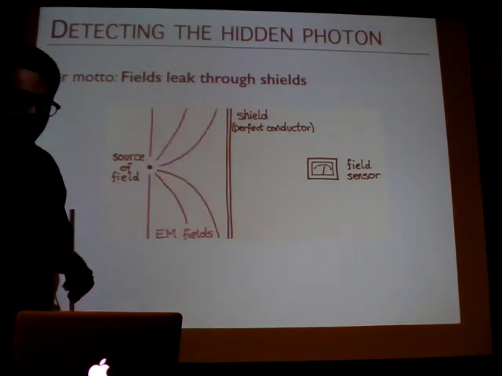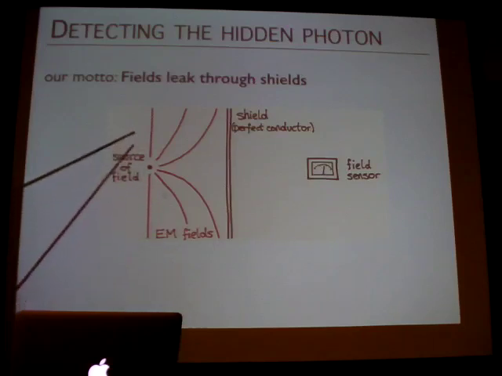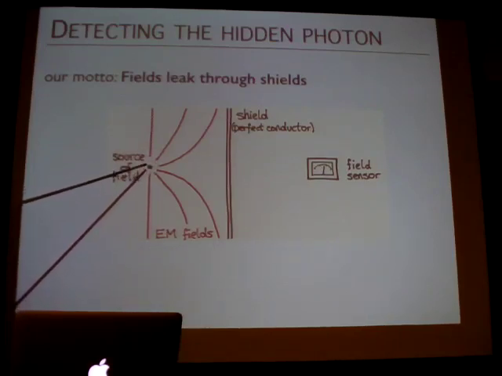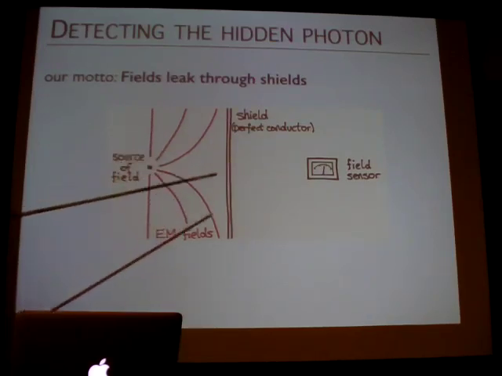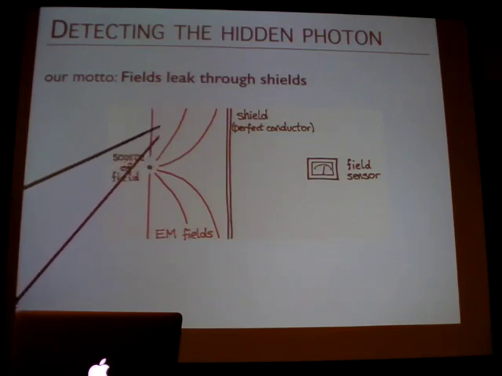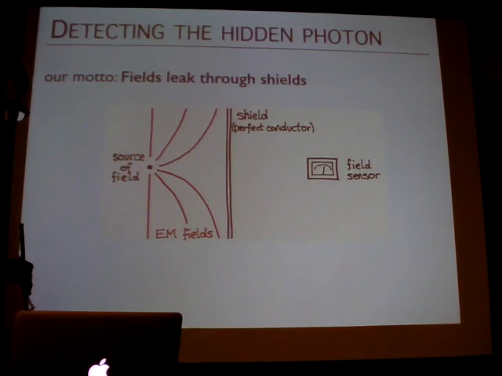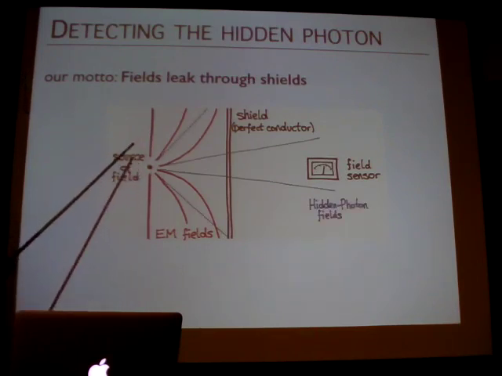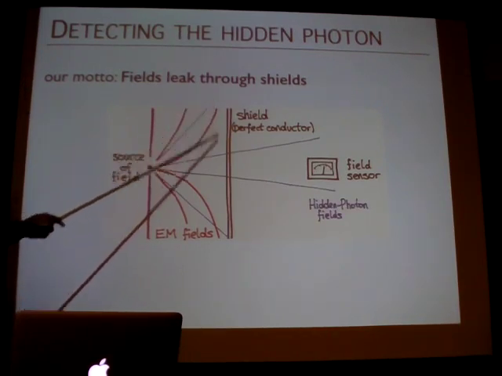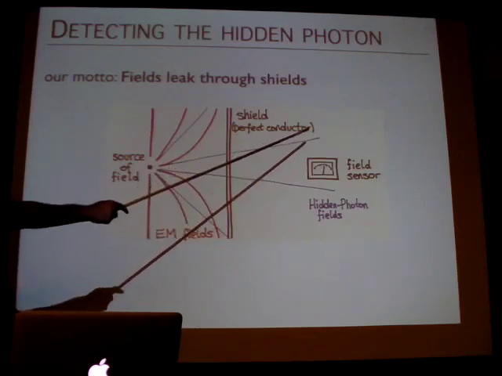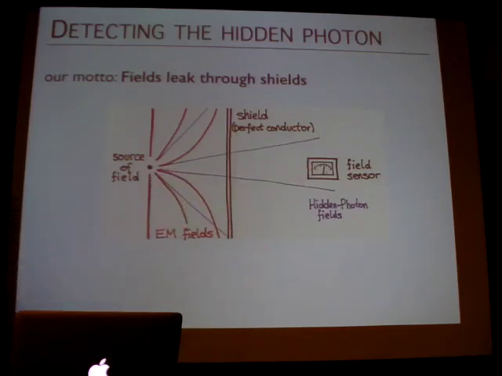Okay. So here's, if you will, the idea. We have the source of the field, that's just a regular standard model particle, electrons or whatever. Those will produce both the regular electromagnetic fields and will also produce the hidden photon fields. They're both produced. Regular electromagnetism is blocked by the shield. The hidden photon goes through and will also excite the field sensor. That's the key idea.